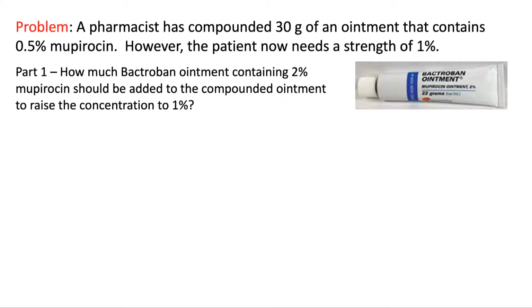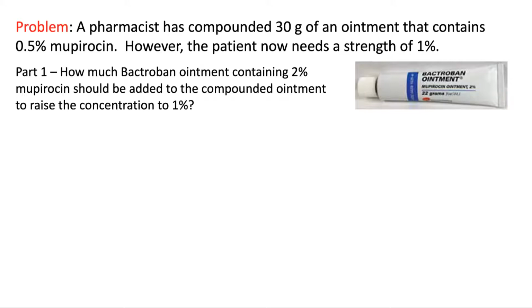So now let's read the actual part 1 of this question, and it says, how much of this Bactroban ointment containing 2% mupirocin should be added to the compounded ointment to raise the concentration to 1%. So, fairly straightforward. We have a 0.5% concentration that we've already made. We have our stock concentration, which is 2%, and we want to combine them in a ratio so that we can end up with a final concentration of 1%.